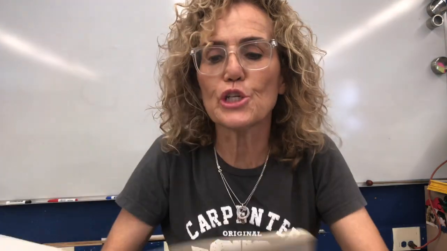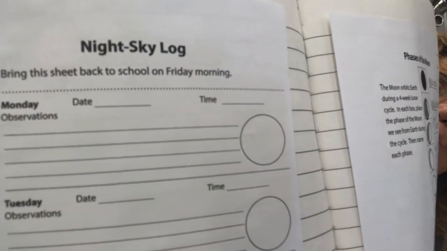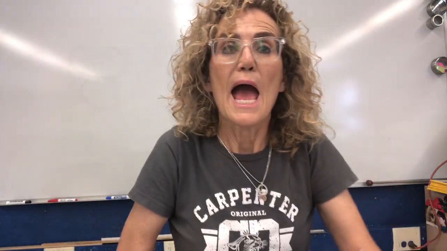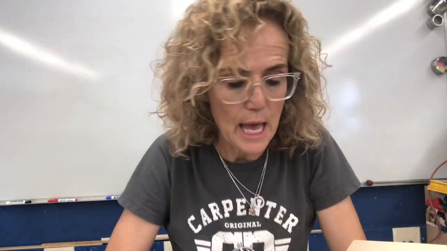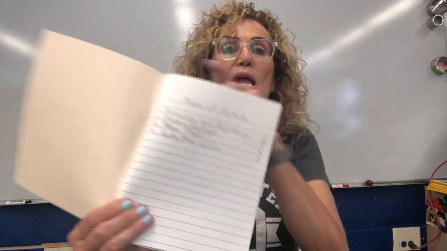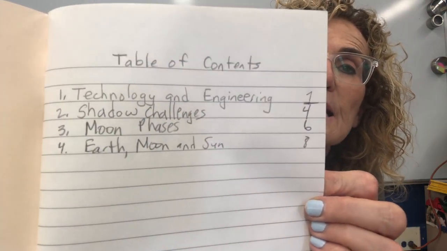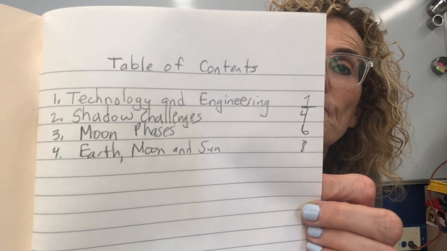I want to make sure that you glue in this page, the night sky log, and this page, phases of the moon. And since we're in our science notebook, we need to go back to the beginning, to our first page, the table of contents. I put number 3, moon phases, and mine is on page 6. And then number 4, Earth, Moon, and Sun, and it's page 8. So that's what I did. Your page numbers might be different, but we're gonna add these things to the table of contents.